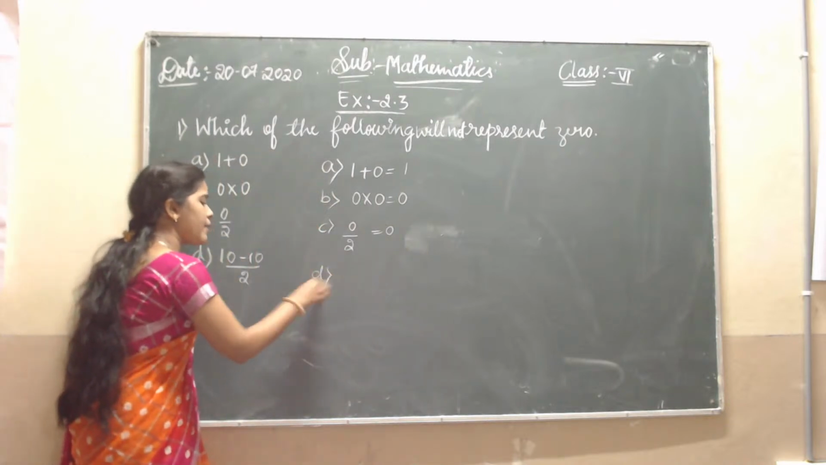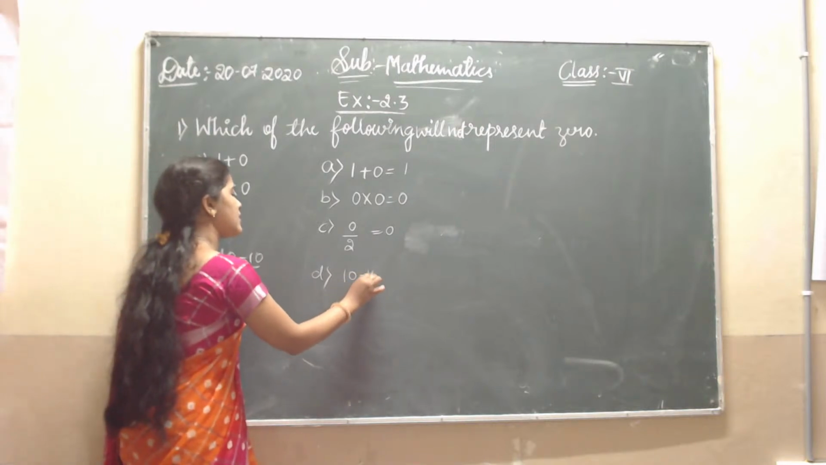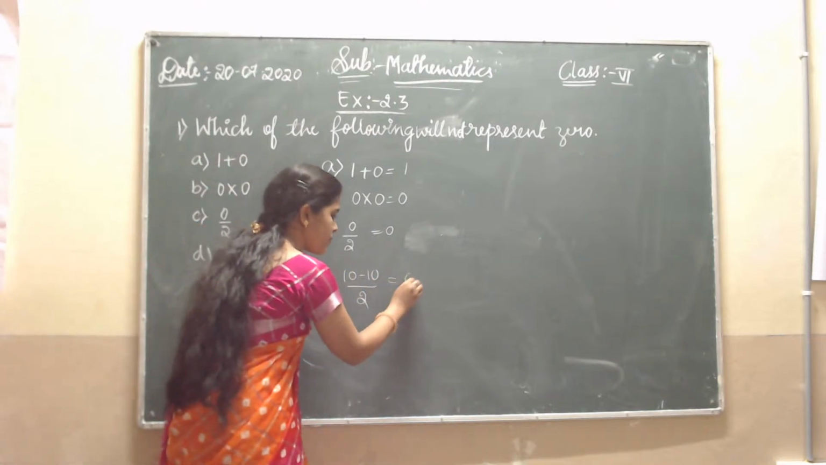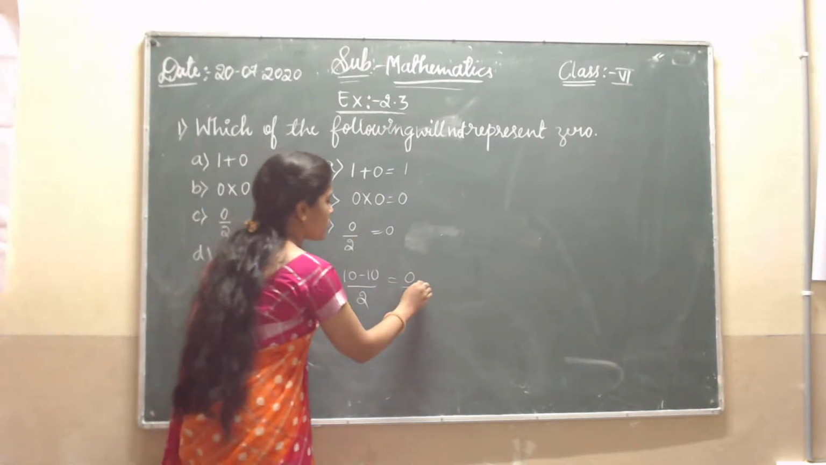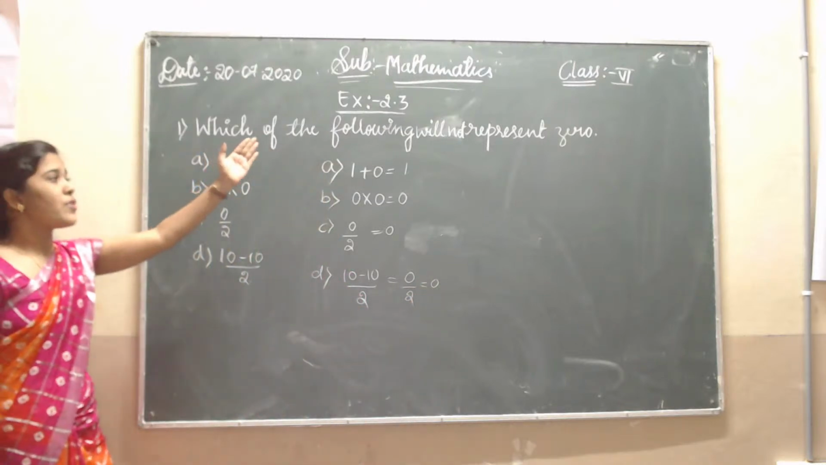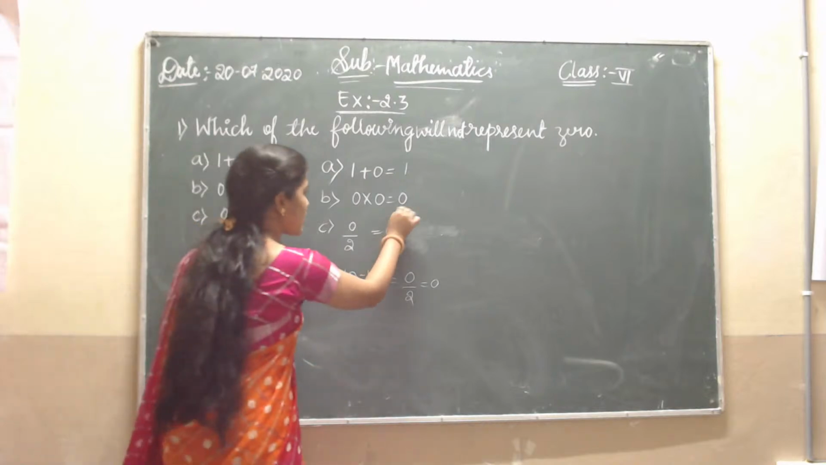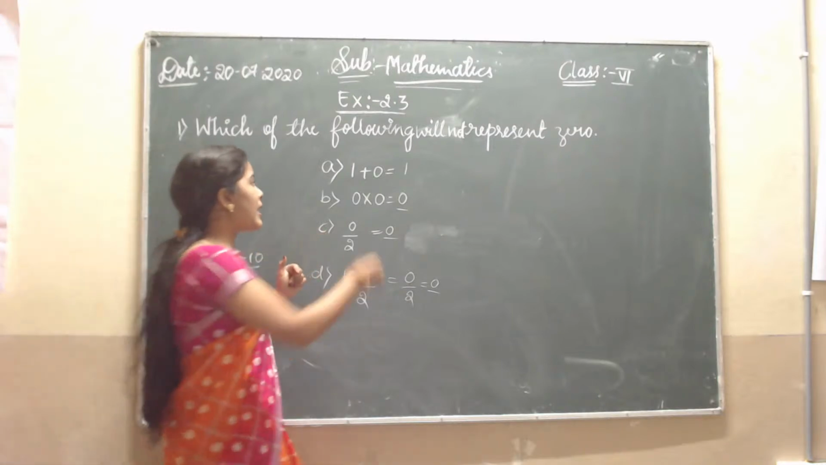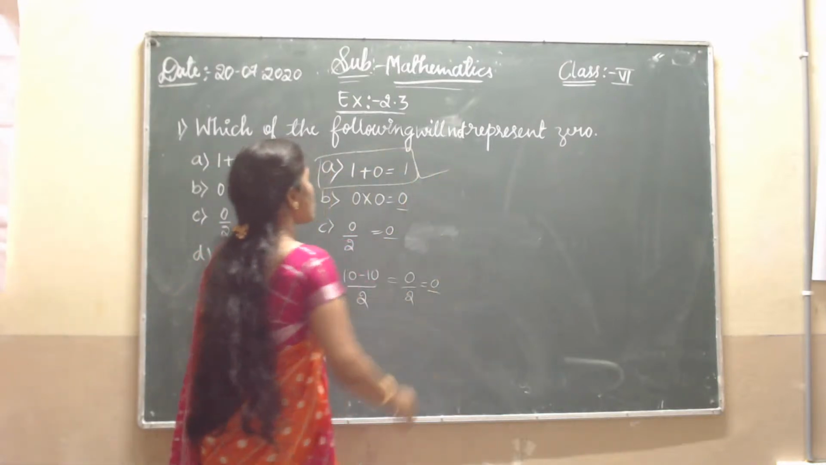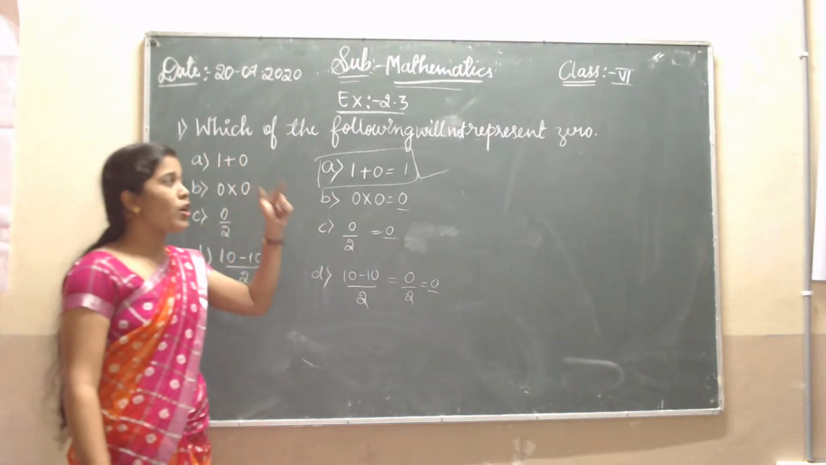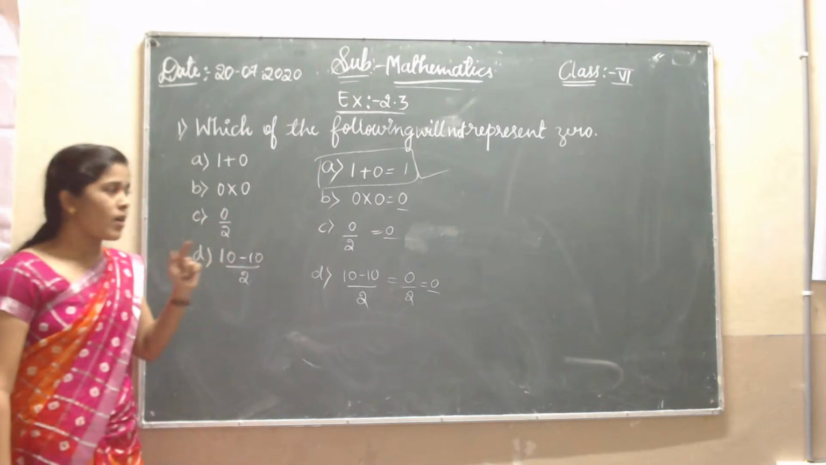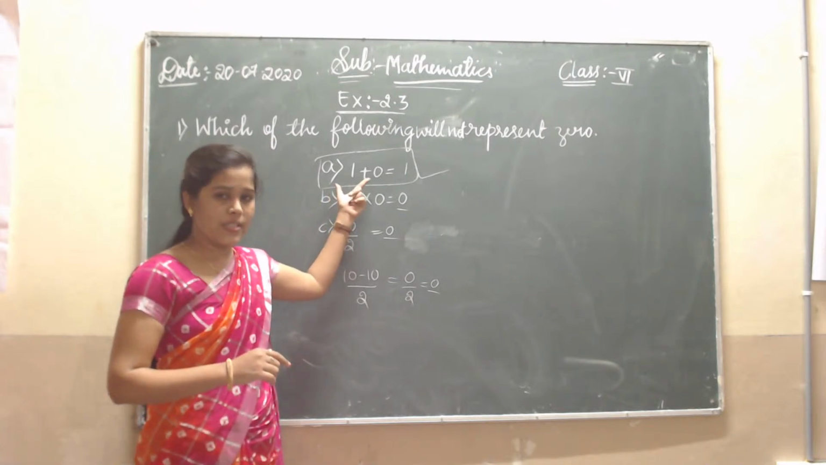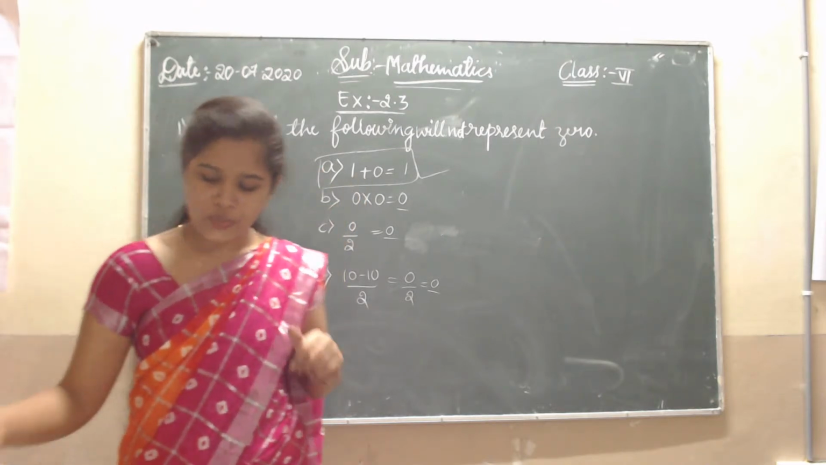Now, let's come to the D part. D, 10 minus 10 divided by 2. 10 minus 10 is 0, and 0 divided by 2 is also 0. So see here, which of the following will not represent 0? This one is 0, this one is 0, this one is 0. B, C and D represent 0, but the A part does not represent 0. 1 plus 0 is equal to 1, not 0. So in these four, the A part does not represent 0. Understood? Hope you understood, students.